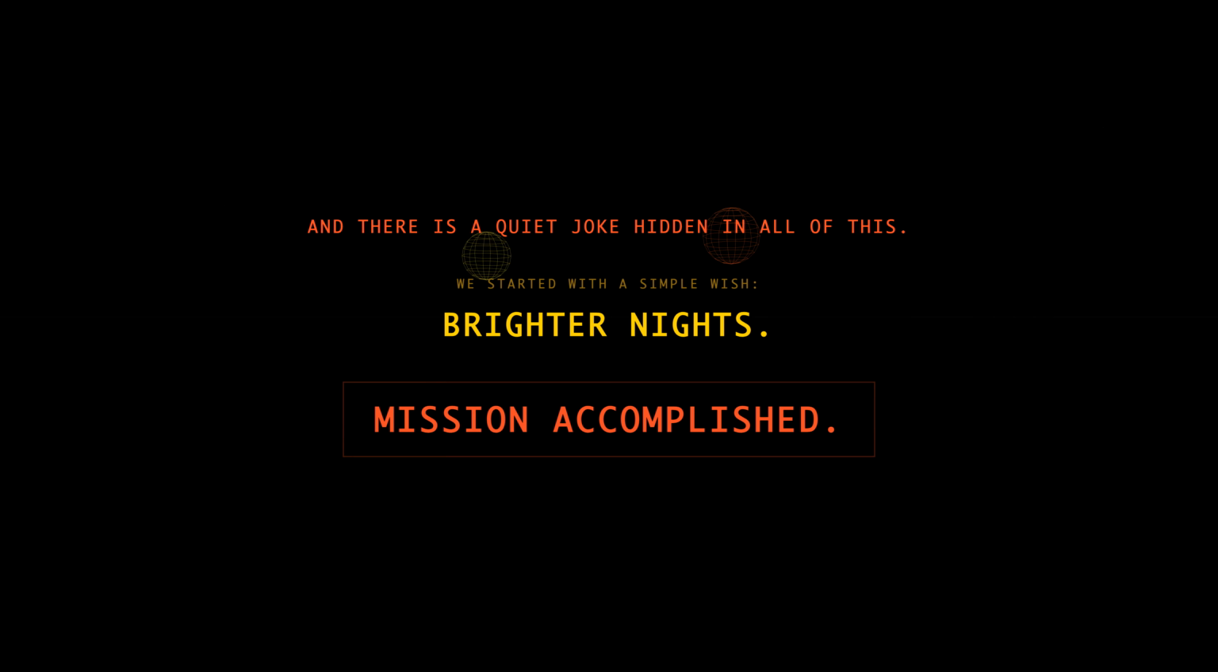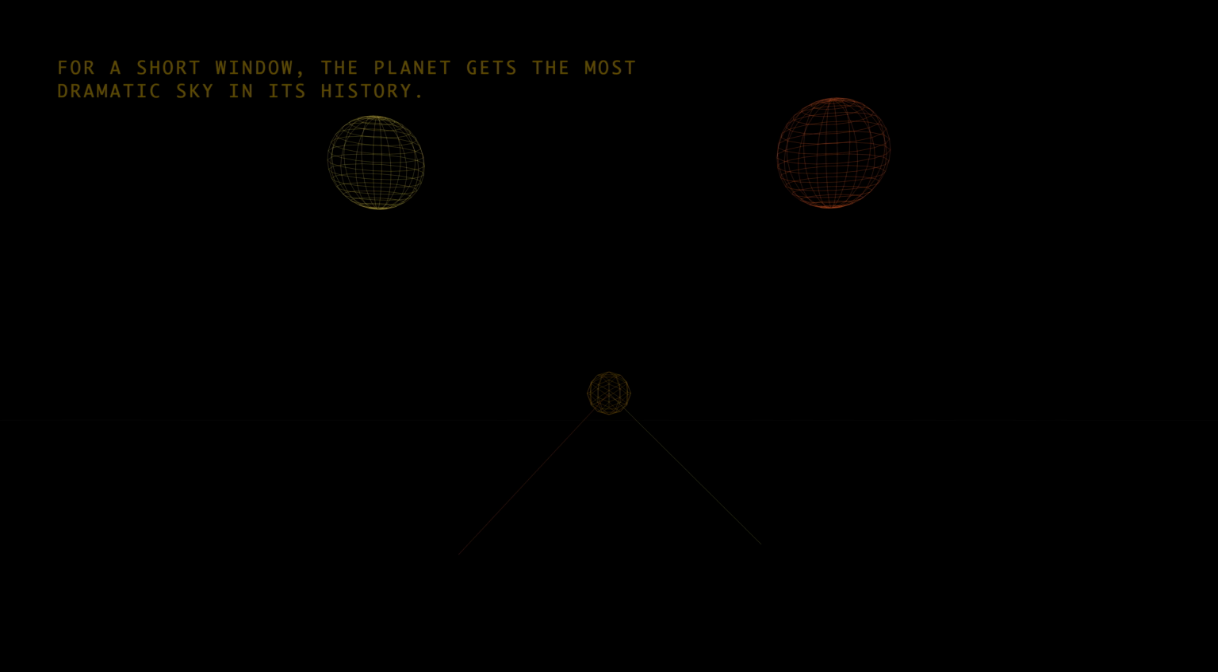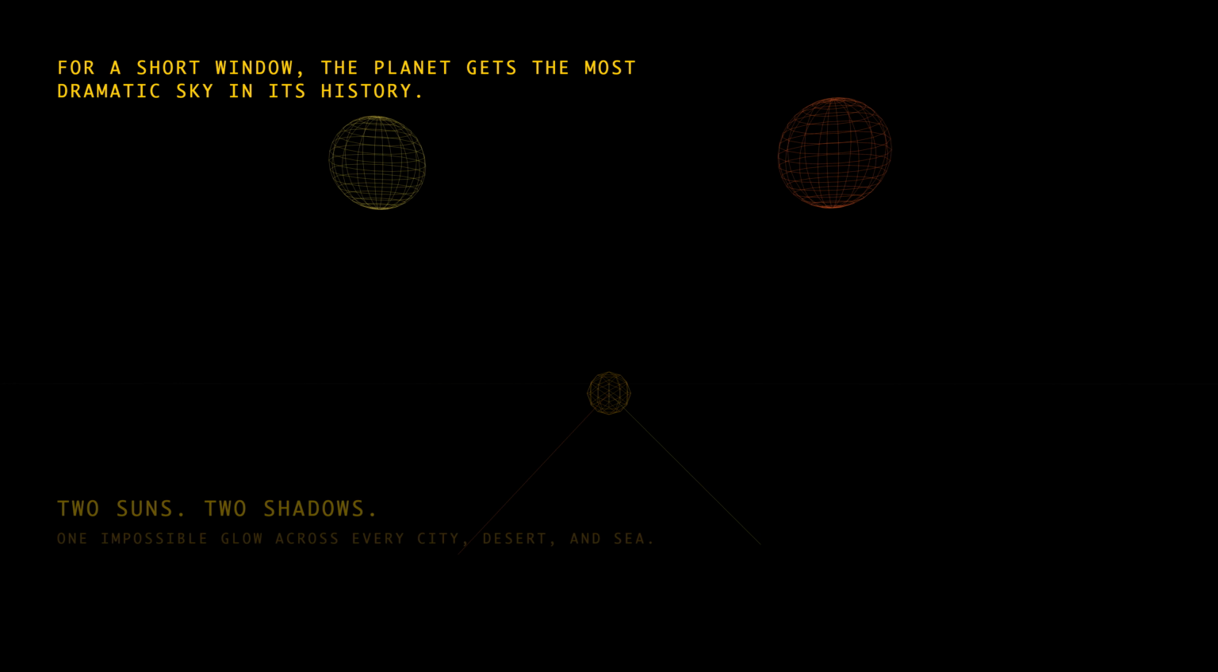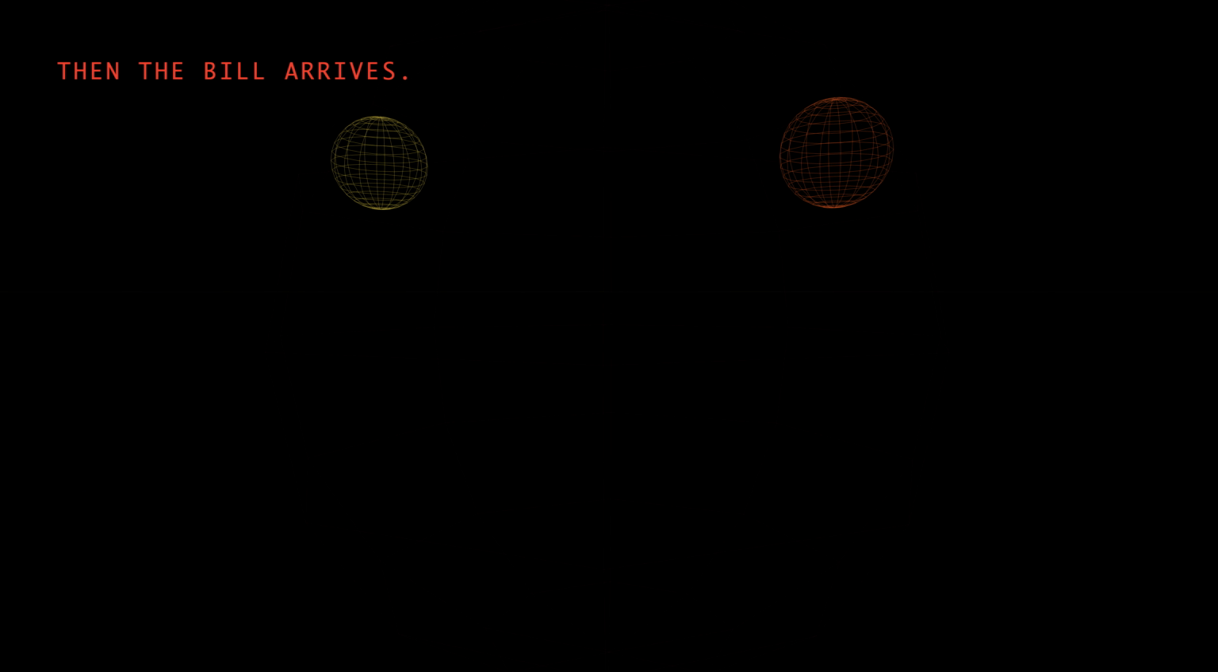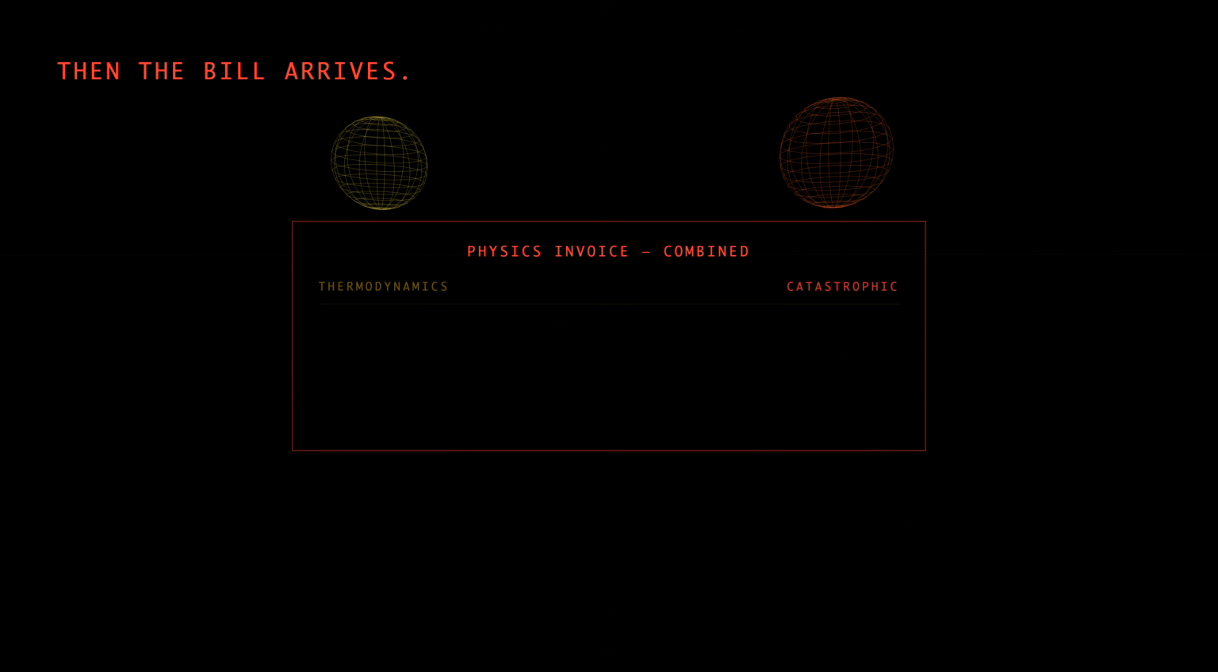And there is a quiet joke hidden in all of this. We started with a simple wish, brighter nights. Mission accomplished. For a short window, the planet gets the most dramatic sky in its history. 2 suns, 2 shadows, one impossible glow across every city, desert, and sea. Then the bill arrives from thermodynamics, fluid dynamics, orbital mechanics, and material science in a single combined invoice.